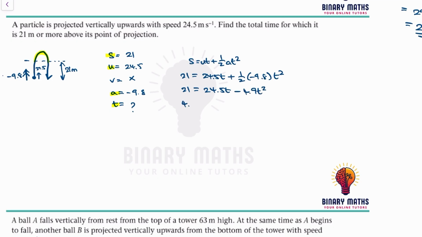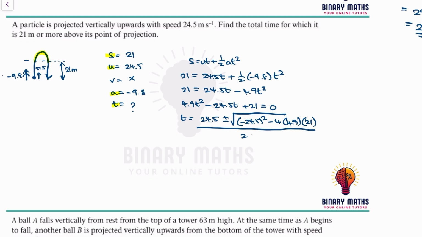Take it all to the left-hand side. 4.9T squared minus 24.5T plus 21 equals 0. T is equal to 24.5 plus or minus the square root of 24.5 squared minus 4 times 4.9 times 21, all over 2 times 4.9, which means t is equal to 3.90152 and t is equal to 1.09847.